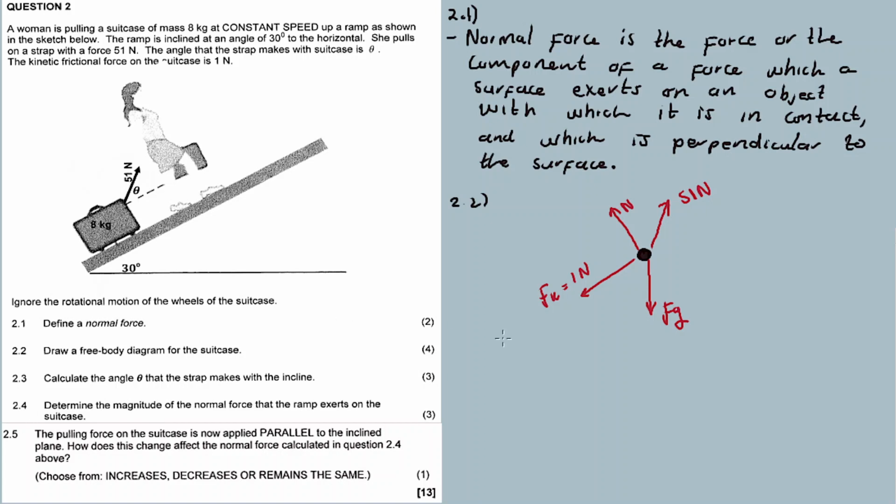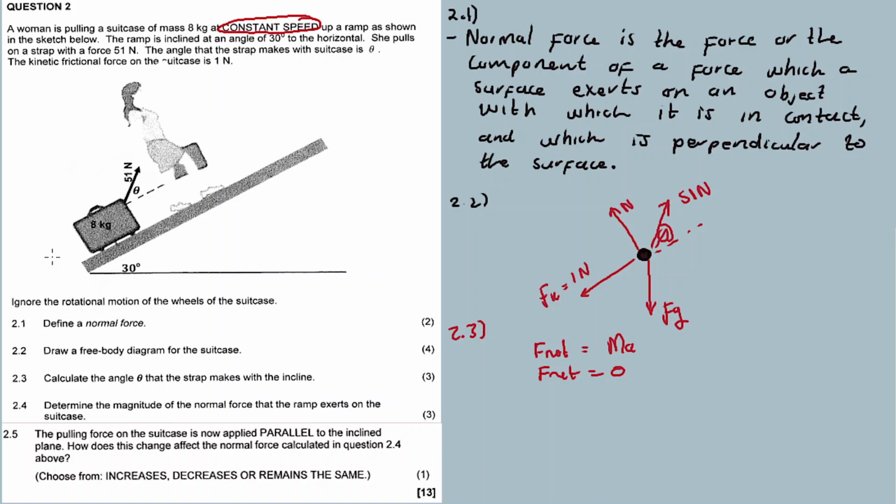Now 2.3, we must calculate this angle theta. How do we approach this one? Since the suitcase is pulled at a constant speed, it means that F net equals ma, which will be equal to 0. F net will be equal to 0, right?